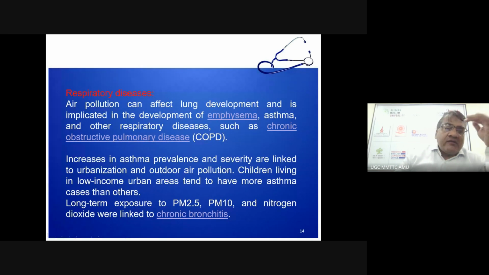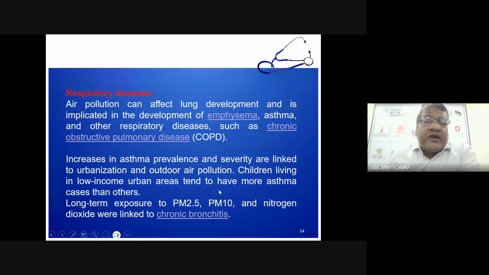So nowadays, because of the increase in traffic, more and more people are suffering with asthma. Now, shortness of breath. Everyone has the shortness of breath. You go about half a kilometer, you will feel that I'm not feeling well, and some shortness of breath is there. And the children living in low-income urban areas tend to have more asthma cases than others.